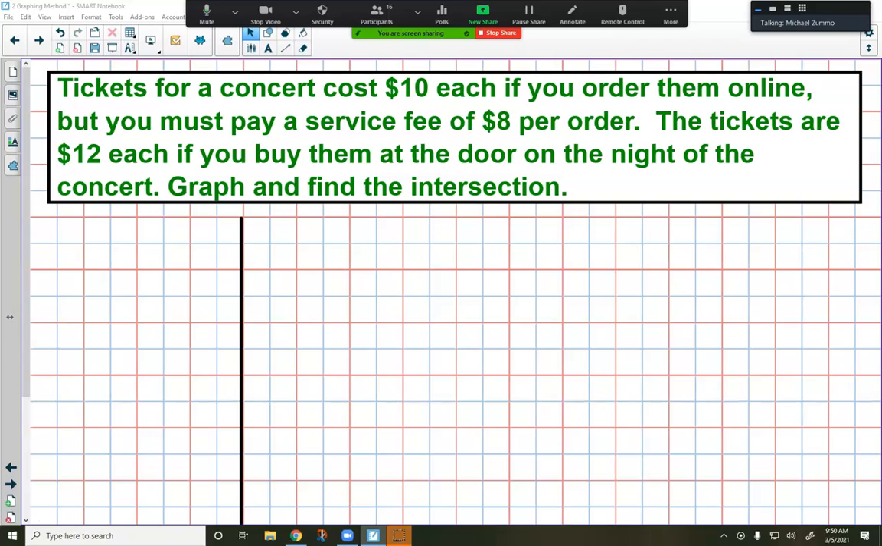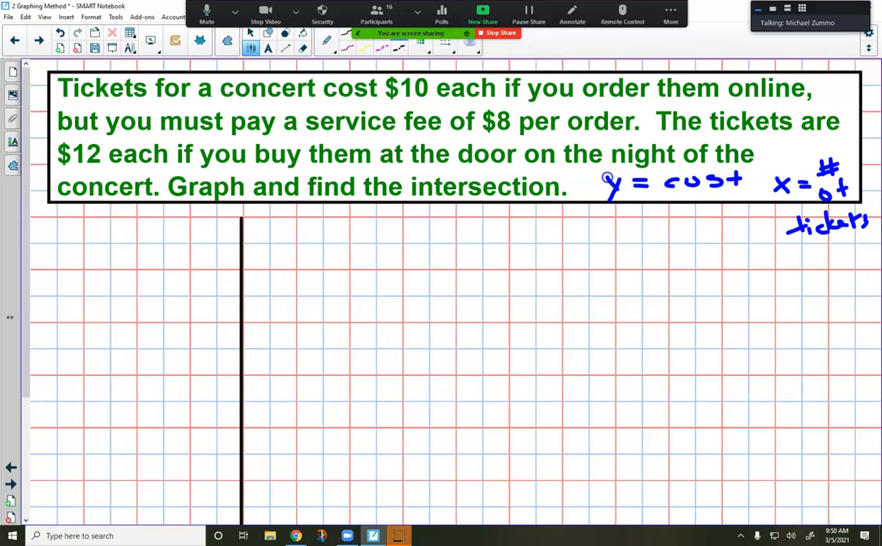Okay, so this is a real life situation here. We have two equations we're going to create. One equation is if we buy tickets online. The other equation is if we're going to buy them at the door. I'm going to let y be my total cost, and I'm going to let x be the number of tickets.